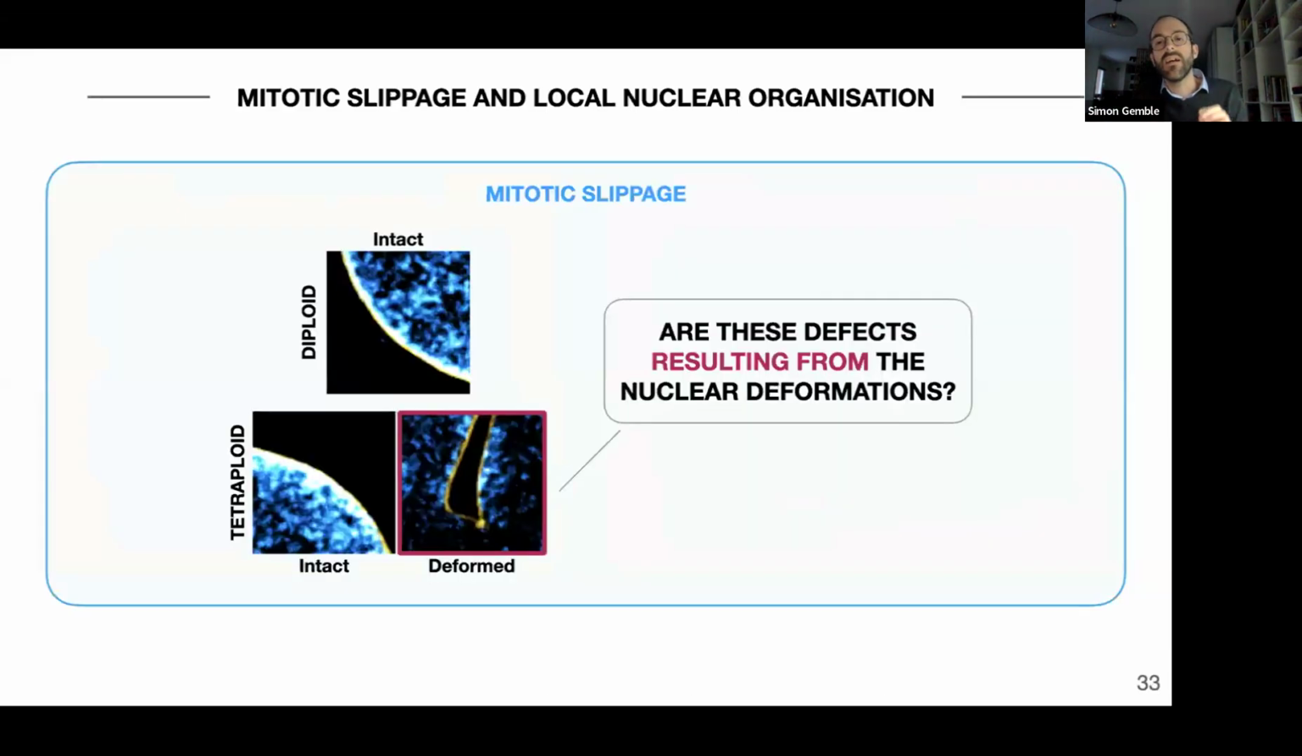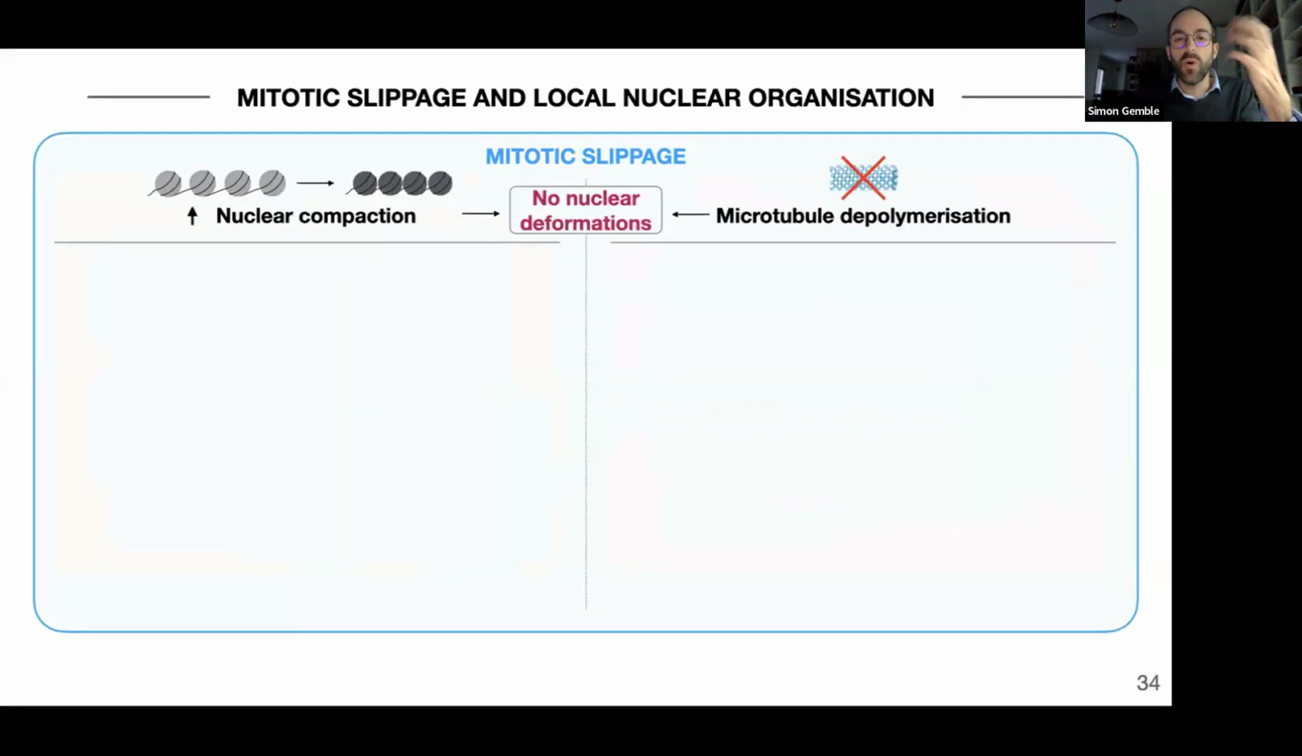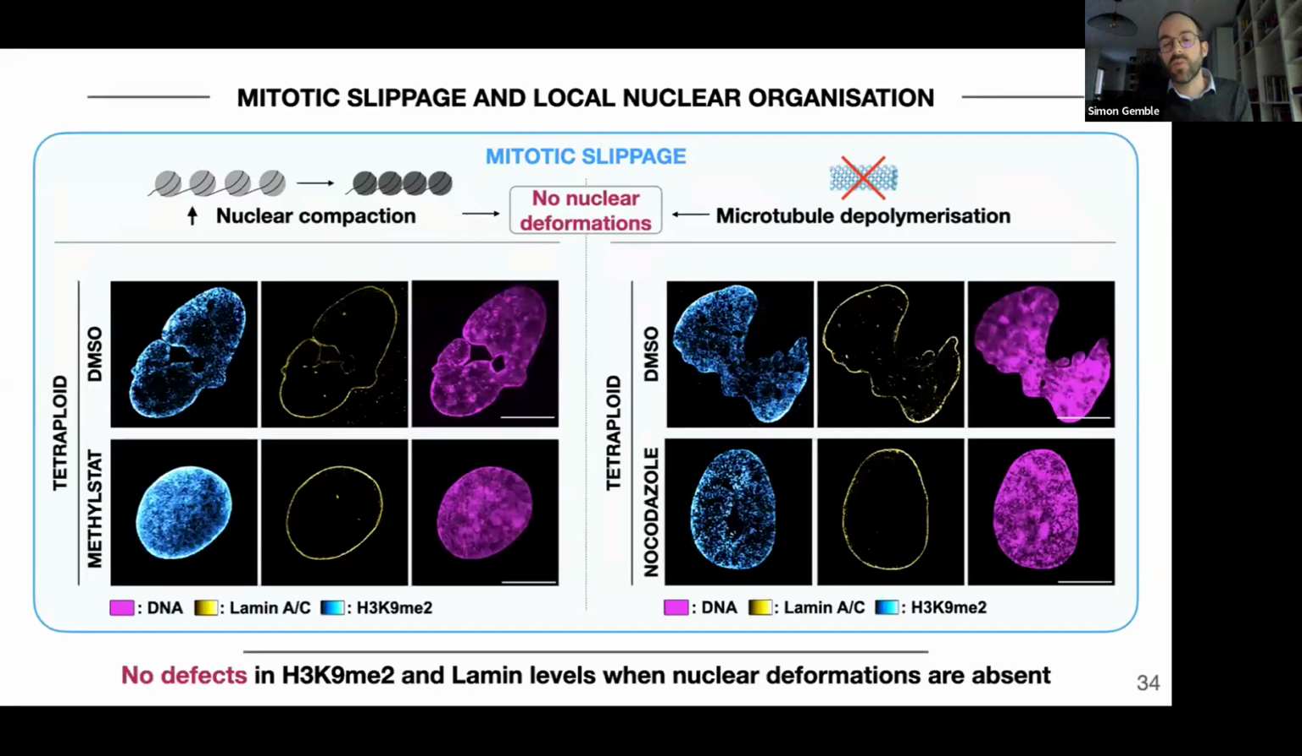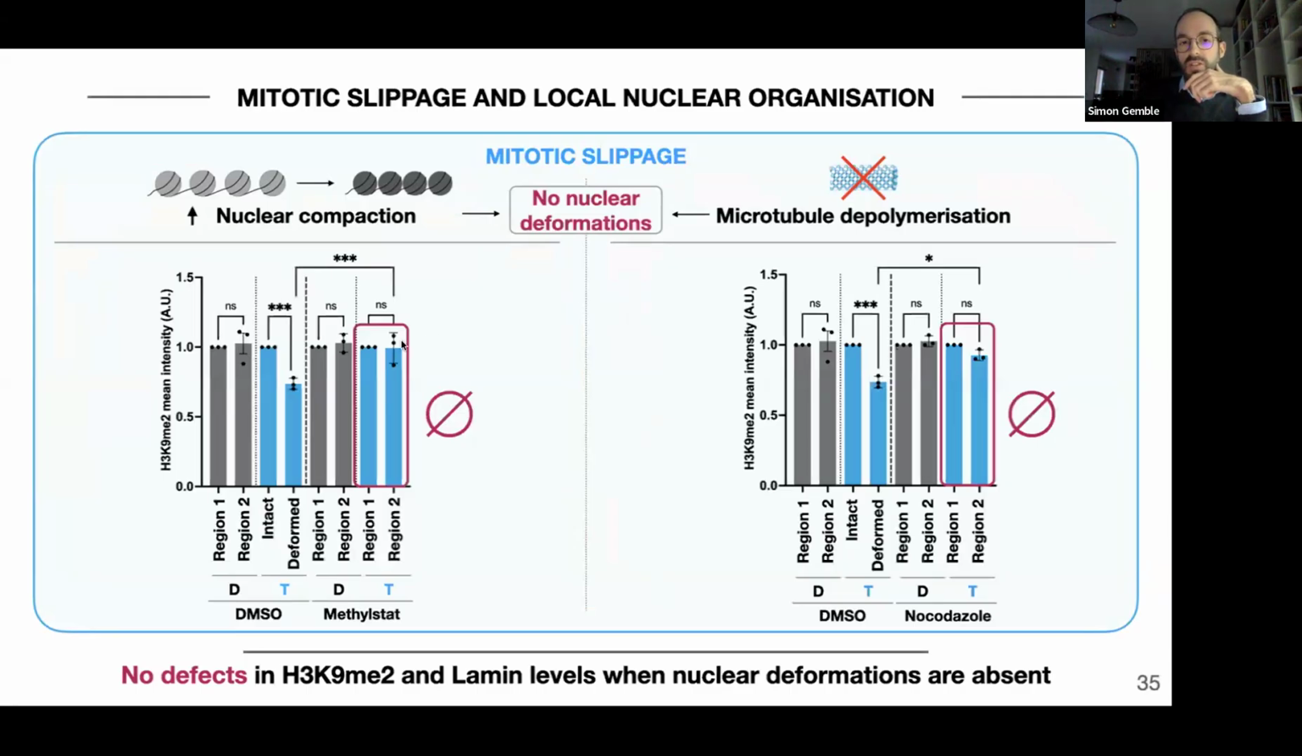Okay, the next question was, are these defects resulting from the nuclear deformation or at the origin of the nuclear deformations? To address this point, we used the same strategies as before to prevent nuclear deformations, either by increasing nuclear compaction or removing microtubules. We found that this was sufficient to prevent any defect in lamin C and H3K9 dimethylated localization, as you can see here, and the quantification shows no more differences over here.